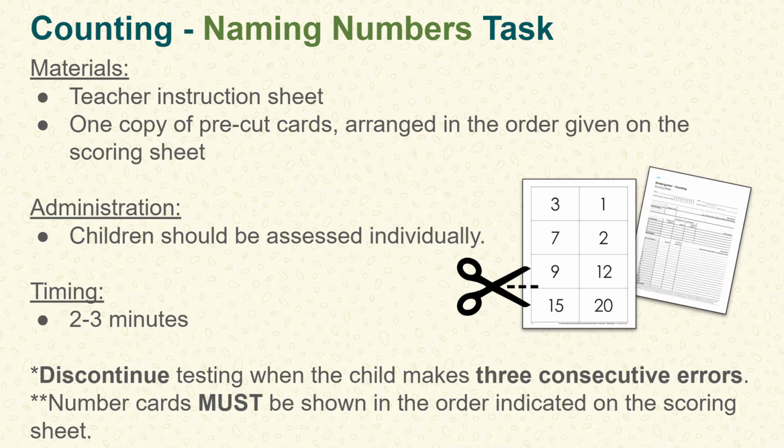Now what makes this one a little bit different is that you have a little bit of an option with the numbers. Regardless of that, which we'll see in just a moment, you will discontinue testing when the child makes 3 mistakes in a row, or 3 consecutive errors. If they self-correct, you can continue going until we see those 3 consecutive errors in a row. And just a reminder, it is critical that those numbers are in the correct order as found on the scoring sheet.